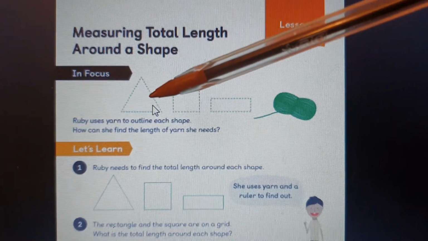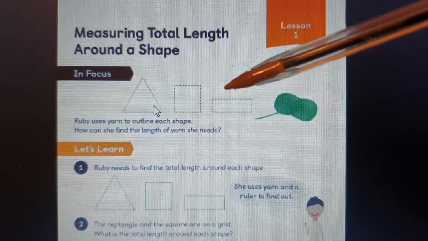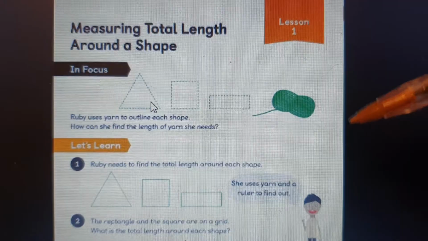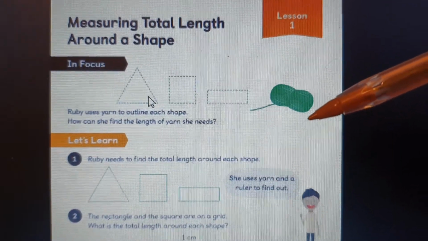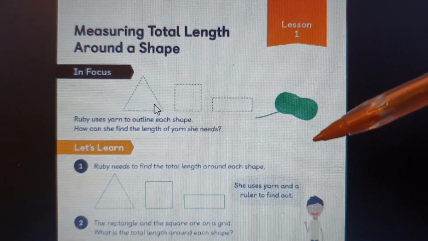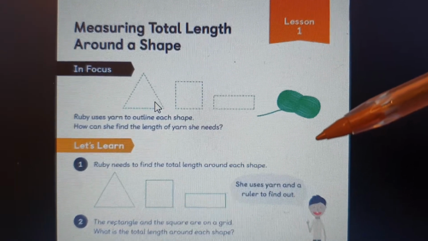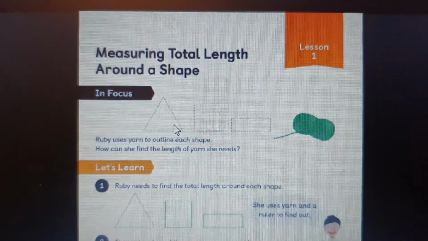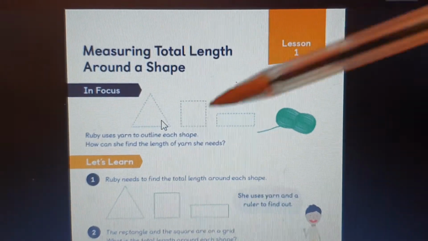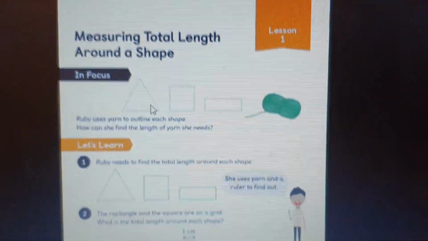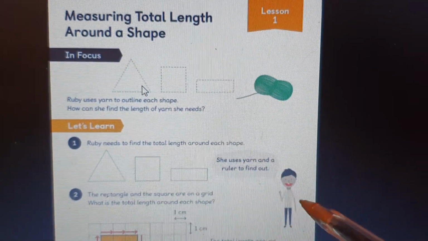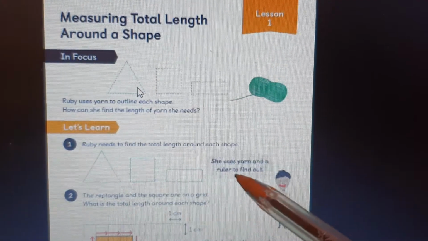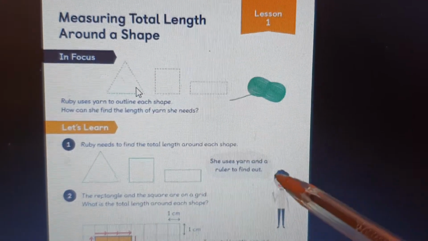So we've got a triangle, a square and an oblong, or we can call that a rectangle. Ruby uses a yarn to outline each shape. How can she find the length of yarn she needs? Think, what would she need to do? Ruby needs to find the total length around each shape. And this person here, I think, is it Ravi? Says she uses yarn and a ruler to find out.